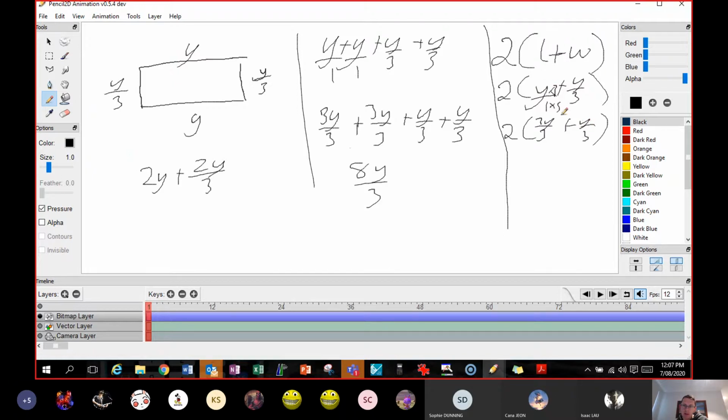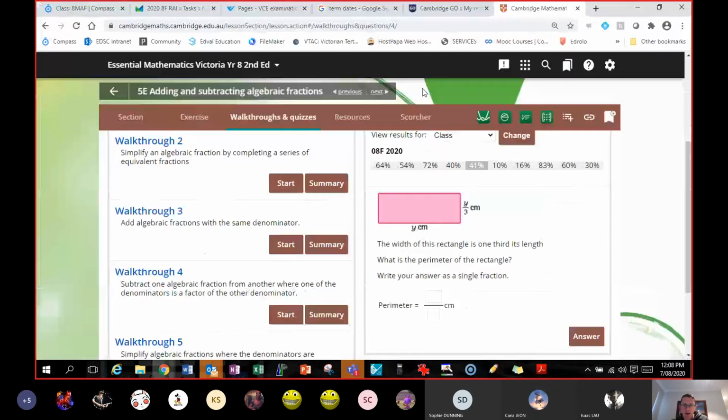Now I can add them together because it's really 1 and a third, which is like 4/3. So it's 2 lots of 4y on 3. Now I can just multiply this because I've got 2 of those, which is going to give me 8y on 3. So a couple of ways you could do that. Either way would get you the correct answer, if you just want to add them all up, or you could use the distributive law. Hopefully that one's all right. Yell out if you've got a question on it.